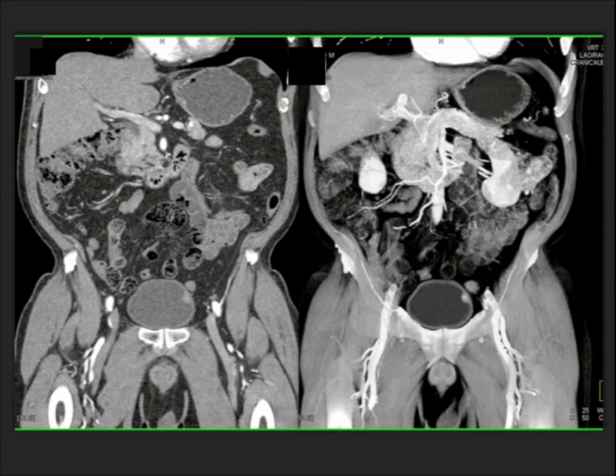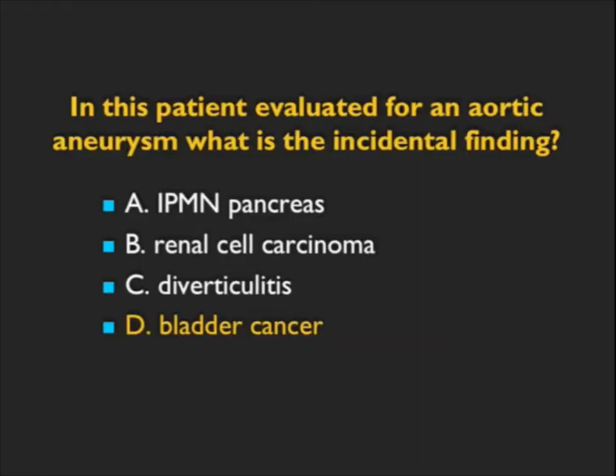In our lectures and in other places in CTisus, we do make the point that you need to look carefully at the bladder. It's very easy to pick up a small bladder cancer in a bladder that's distended because we give 1,000 cc's of water in these patients. Beautiful example of an incidental bladder cancer measuring less than a centimeter.